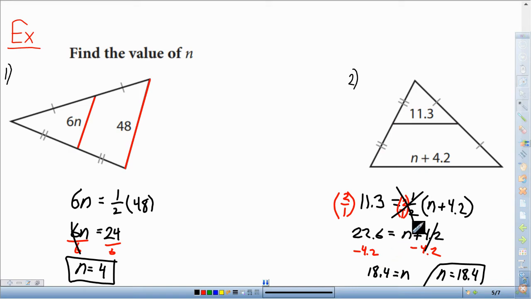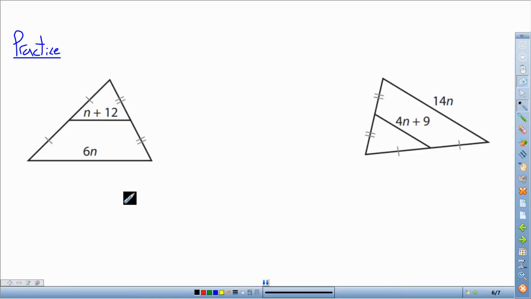Okay, so the big thing is making sure you get your equations written out. And again, it always follows the same pattern. The mid segment equals 1/2 the side length. With that in mind, I'm going to have you copy these triangles and write out the same equation. The mid segments, n plus 2, equals 1/2 the side length, 6n. And then solve for n.